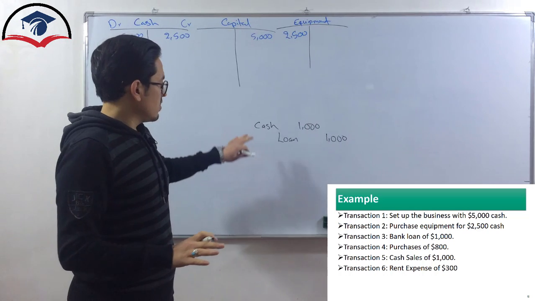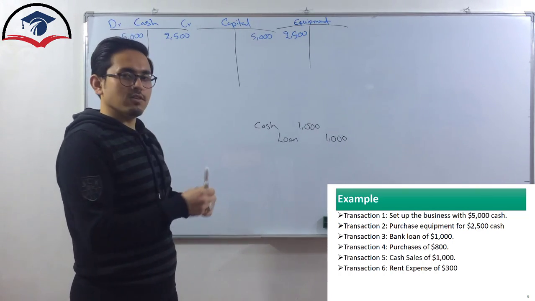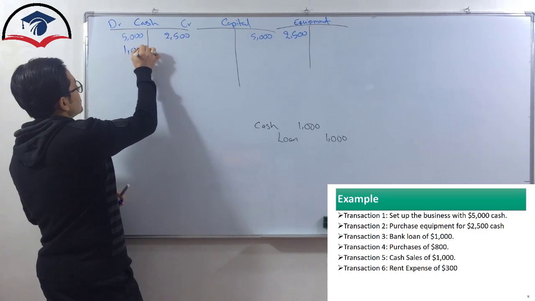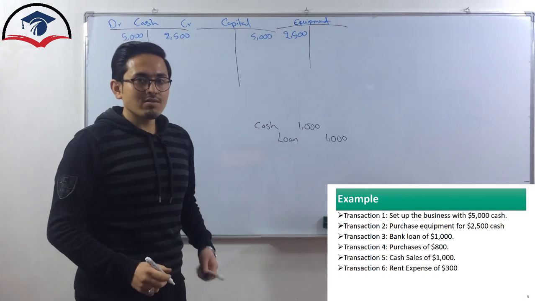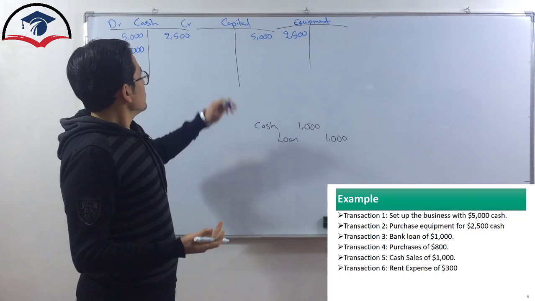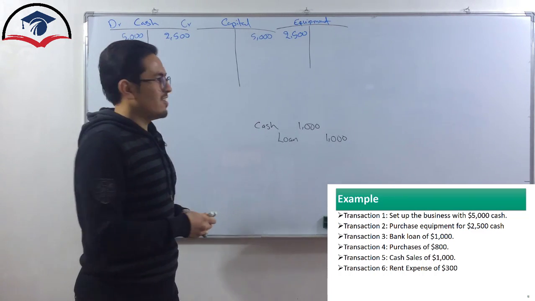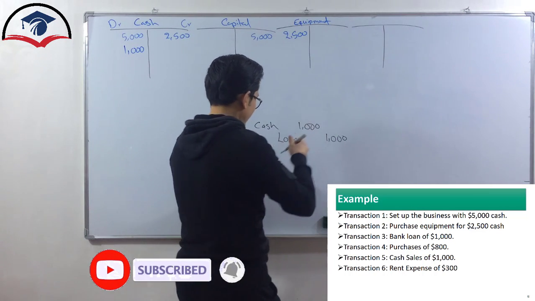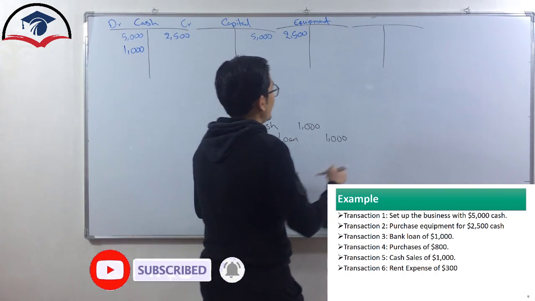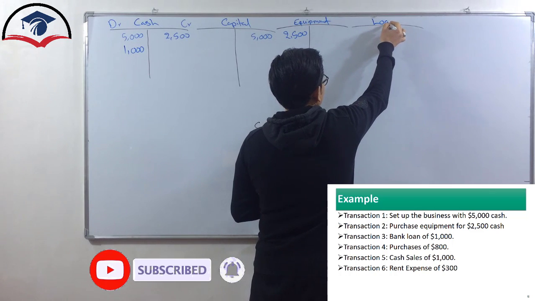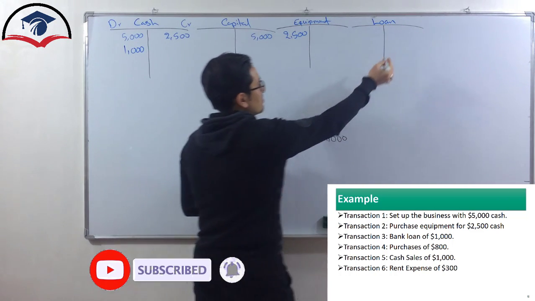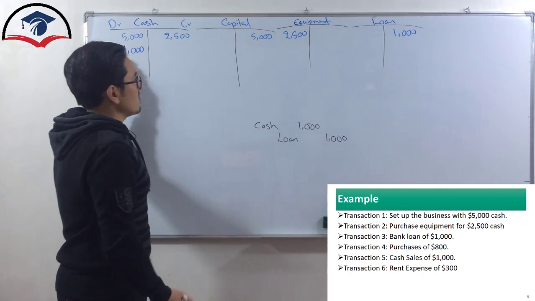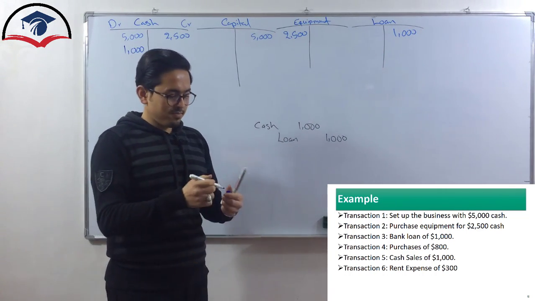I need to post cash account. I will insert it only. I will debit. I will post $1,000. And on the loan side, it's credit. There is no account. I need to create one. Very easy on the board, isn't it? I will only draw a line and I will write loan, and 1,000 has been credited. Okay, this is 1,000, this is 1,000, debit and credit, still balance.